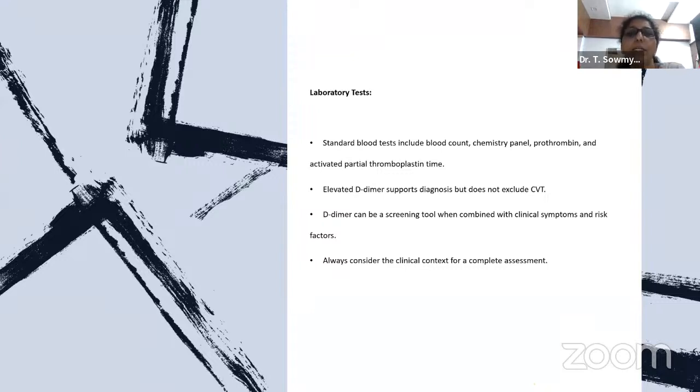And coming to the laboratory testing, normal standard blood testing like blood counts and chemistry panel will be done, prothrombin time with INR and APTT will be done. And elevated D dimer supports the diagnosis of CVT, but it doesn't exclude CVT. And D dimer is a screening tool when combined with clinical symptoms and risk factors.